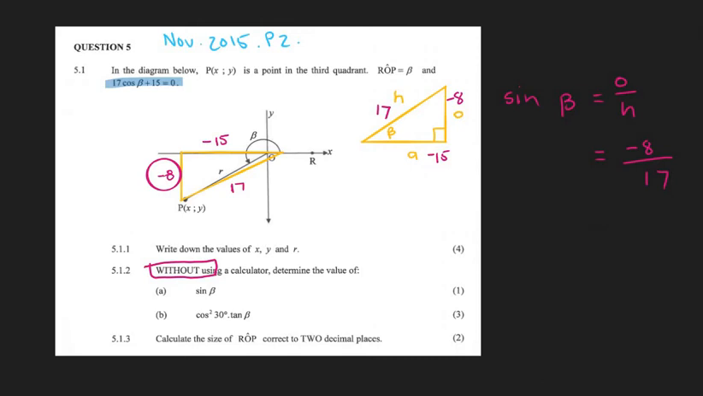Alright. Now, that's that. So that's quite easy. Now they want us to find cos squared 30 degrees times tan beta. Now, they've given us 30 degrees. Now we have to work with our special angles.